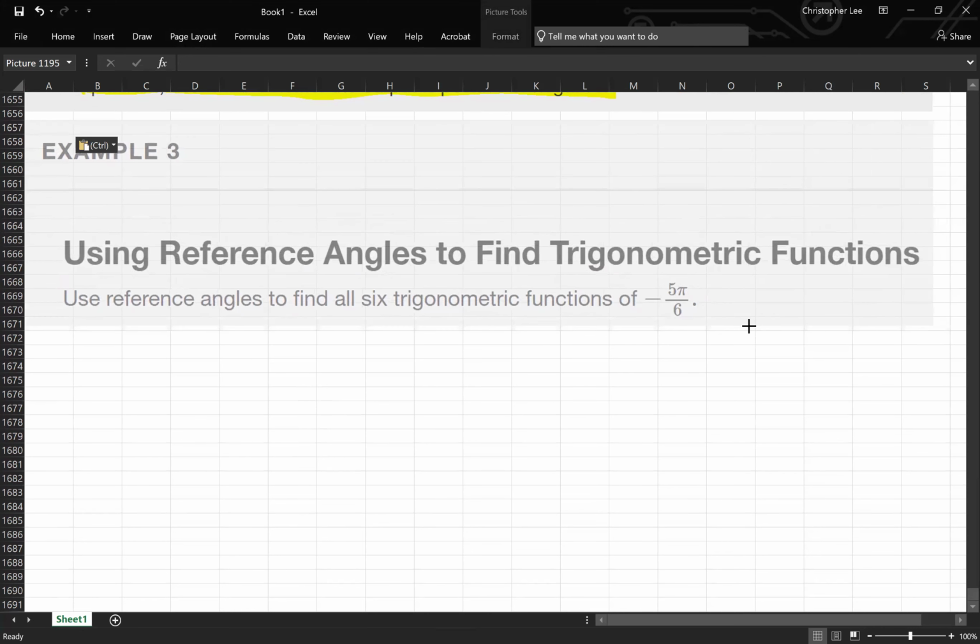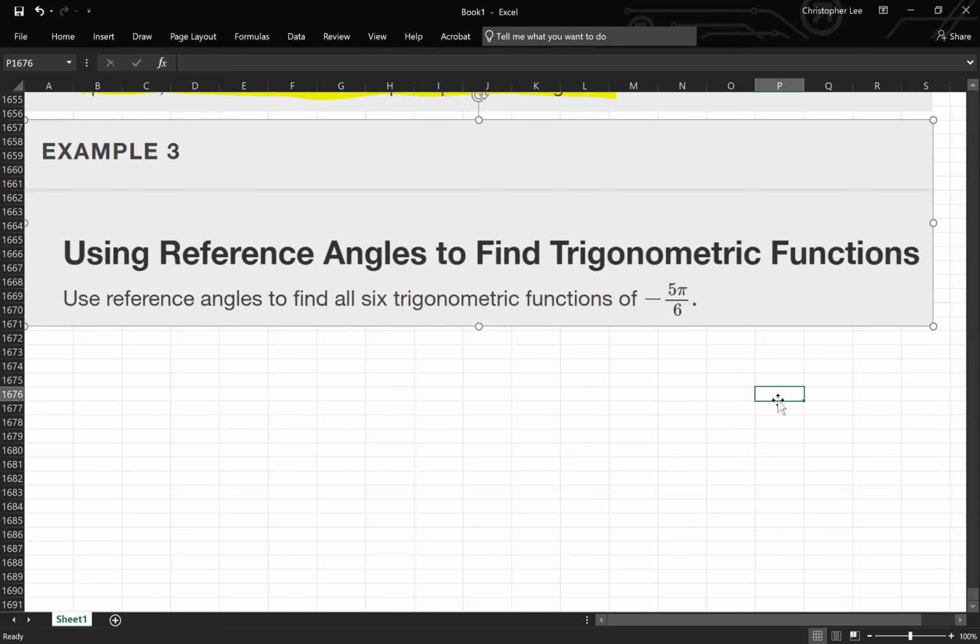Oh my gosh, here we go. I gotta stop giving myself hard examples. All right. So look, use reference angles to find all 6 trigonometric functions of negative 5 pi over 6. Oh Lord. Here we go. Because y'all know I don't know this radian stuff.